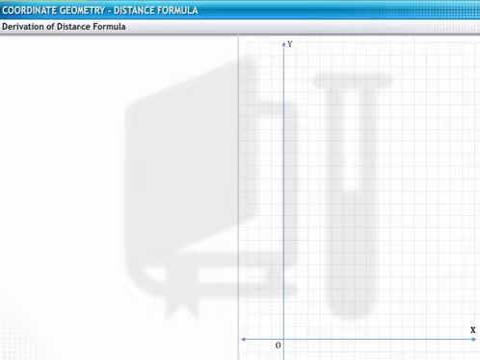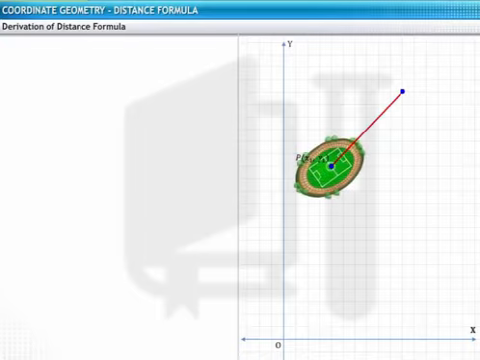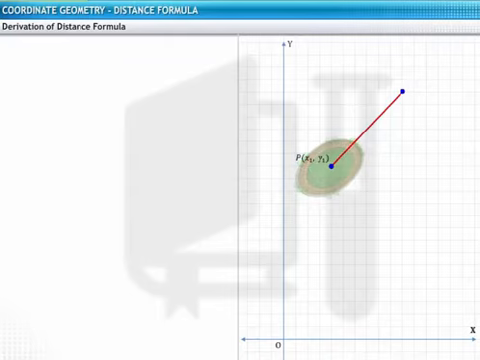First, let us derive a generic formula to obtain the distance between any two points with the help of their coordinates. In the graphical representation of the distance formula on the screen, let point P, x1, y1 represent the stadium on the graph, and point Q, x2, y2 represent the school.